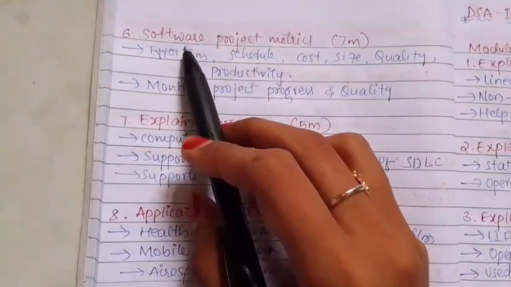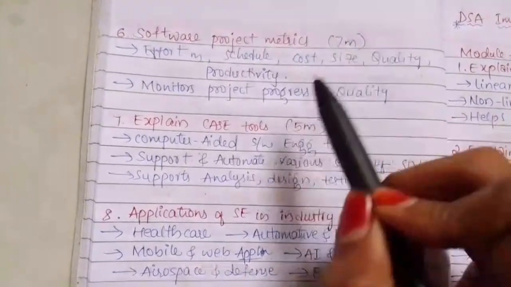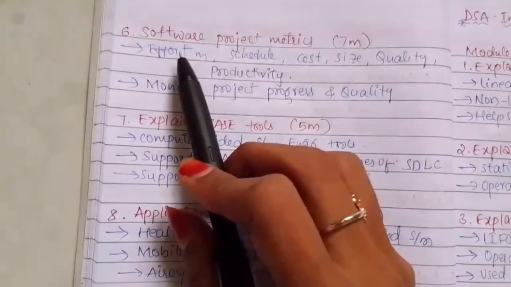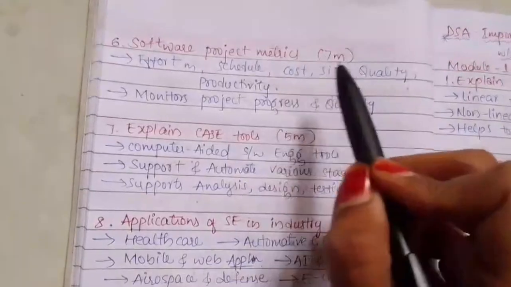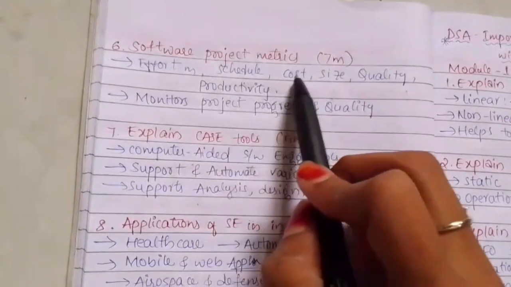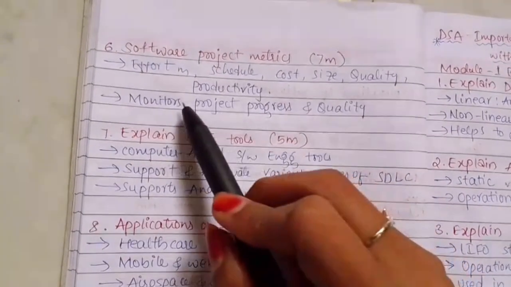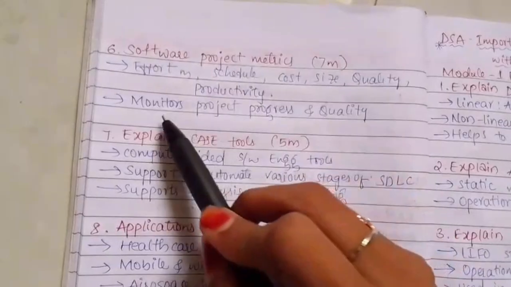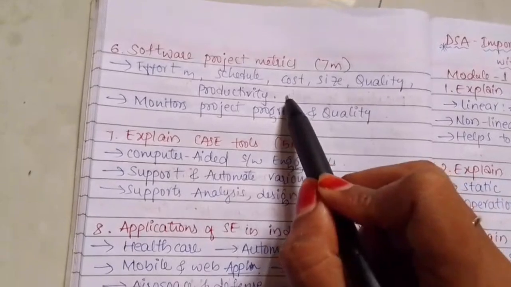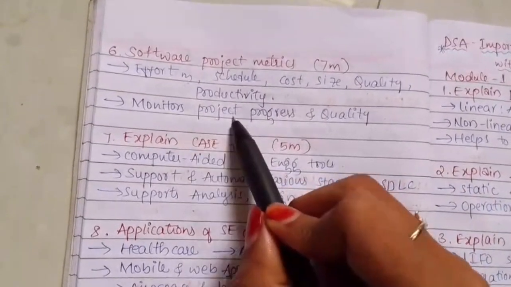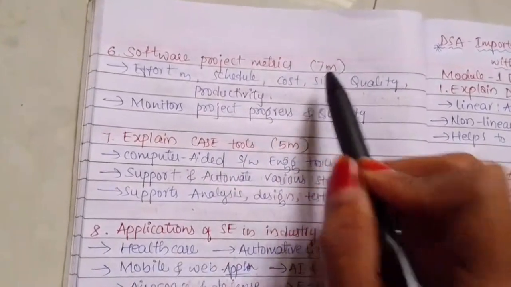And the 6th question is software project metrics, asked for 7 marks in previous year question papers. Here you have to explain effort metrics, schedule metrics, cost, size and quality. These are the 5 metrics you have to explain, and productivity as well. The software project metrics monitors the project progress and quality. What is the progress of that project and quality of that product, it will keep on monitoring. That is what software project metrics are. Very important for 7 marks.